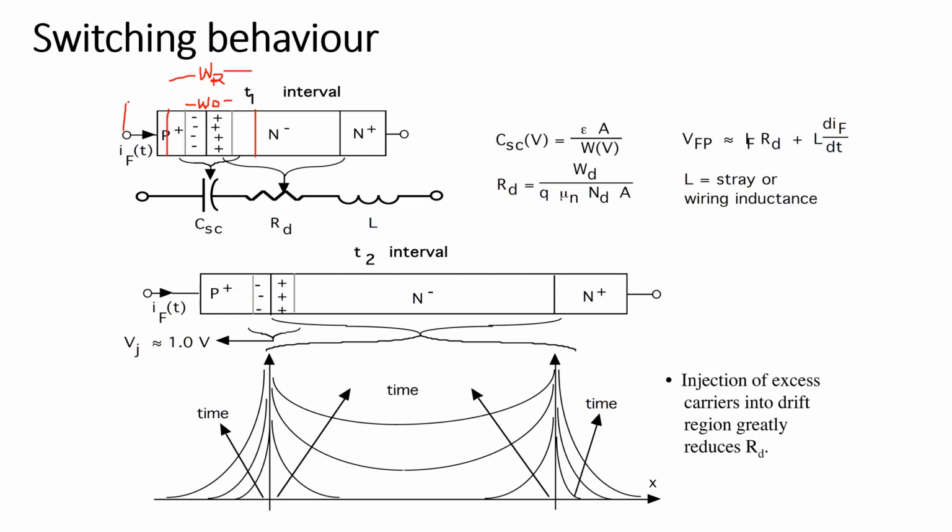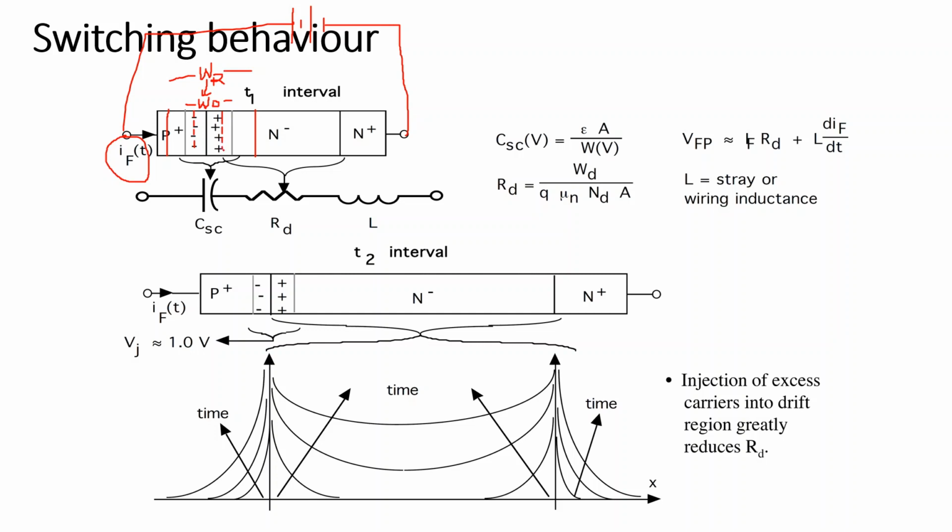So when you forward bias this diode, what will happen? This forward current IF will flow, and this forward current will reduce this depletion region. First it will go from WR to W naught, then we say that it has reached the thermal equilibrium value, and then it reduces further. So the depletion region reduces further, as we have discussed in the previous lectures.